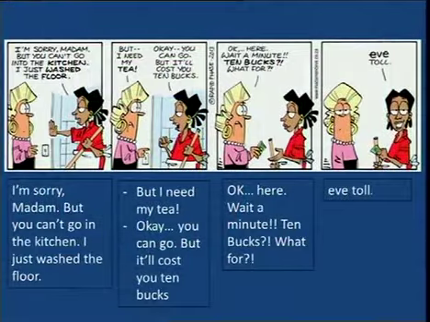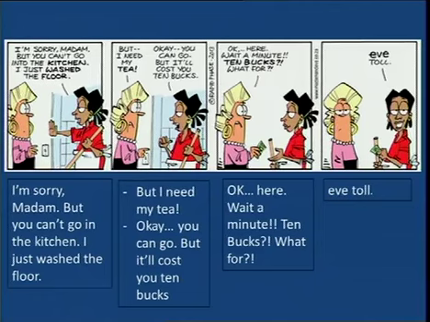All right. I have another cartoon, which is one of our favorites, of course, Madam and Eve. And I've typed out the text for you at the bottom. So there's Eve. "I'm sorry, madam, but you can't go in the kitchen. I just washed the floor." And madam says, "But I need my tea." "Okay, you can go, but it'll cost you $10." So madam says, "Okay, here." "Wait a minute, $10? What for?" And Eve says, "Eve told."